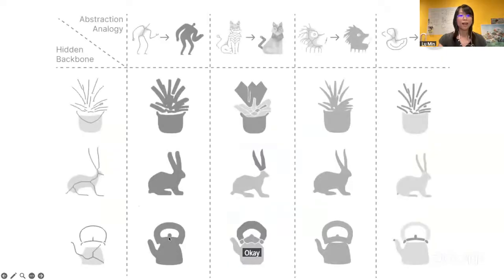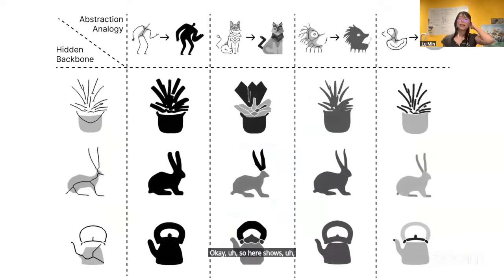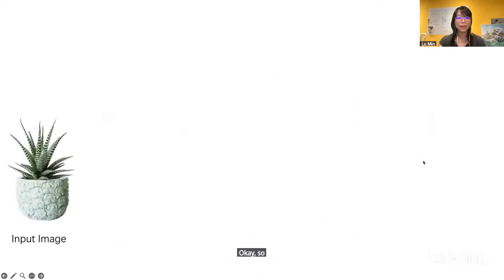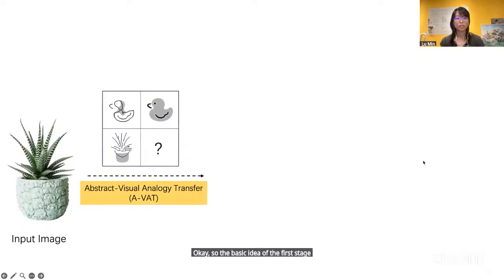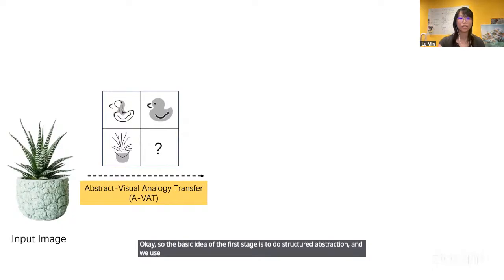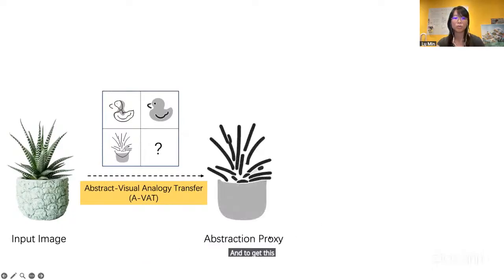Okay, so here are more examples. For each row, we have the same backbone and we train a different visual analogy LoRA, so it can generate different geometry from this backbone. And we see that each column shares some similar geometry. So the basic idea of the first stage is to do structure abstraction, and we use a visual analogy transfer to get this abstraction proxy.